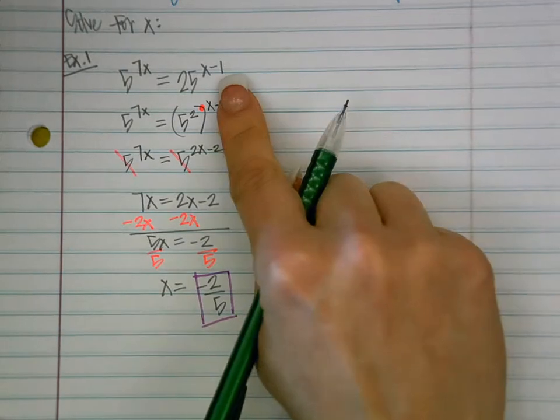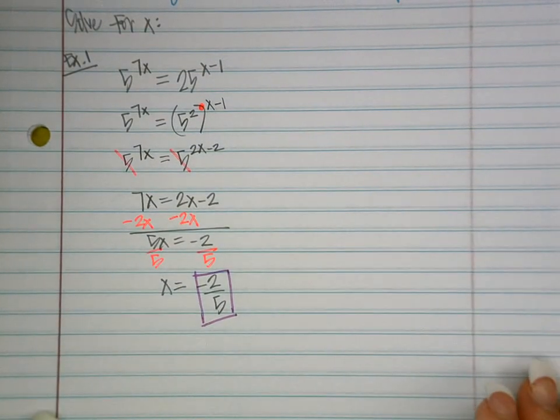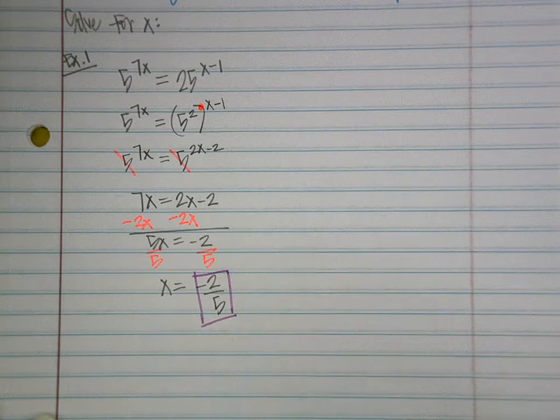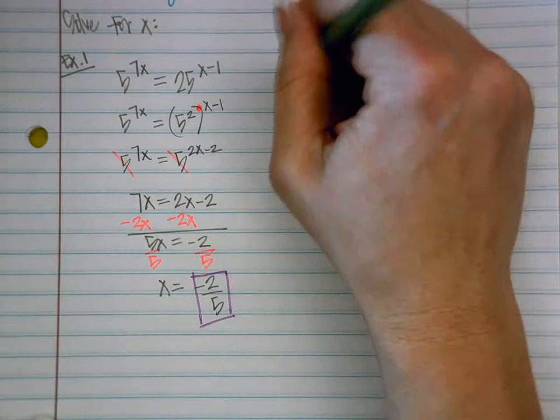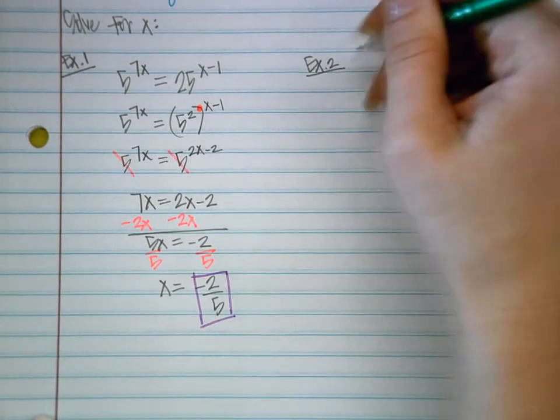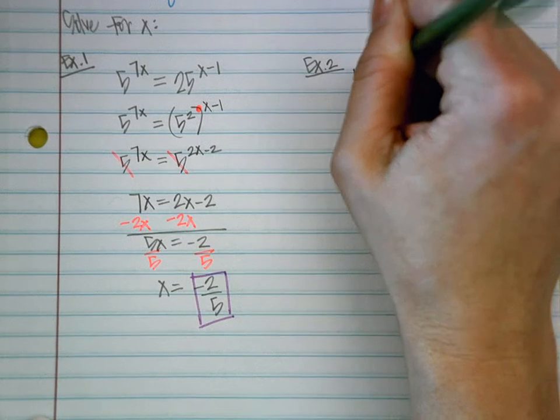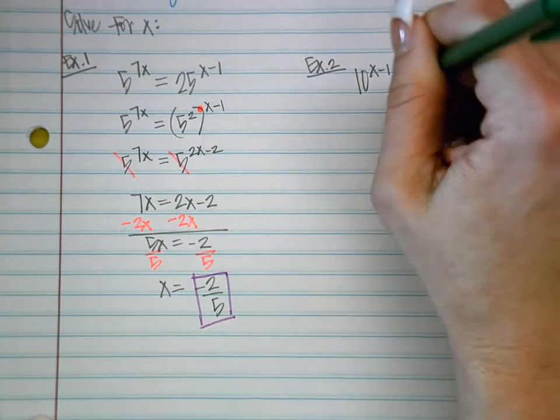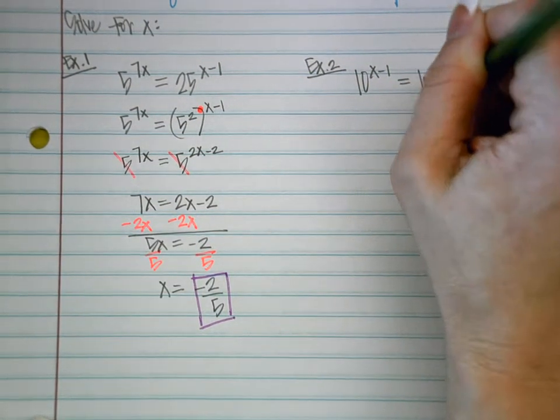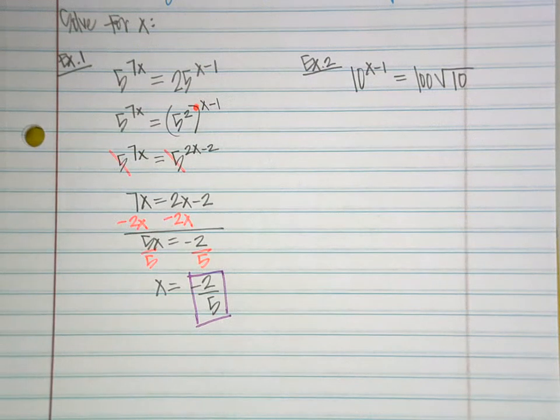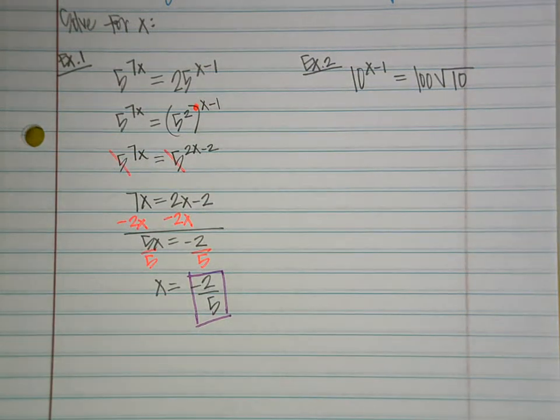So that's when x is in the air. Let's try another one. Number 2. If I give you 10 to the x minus 1 equals 100 radical 10.